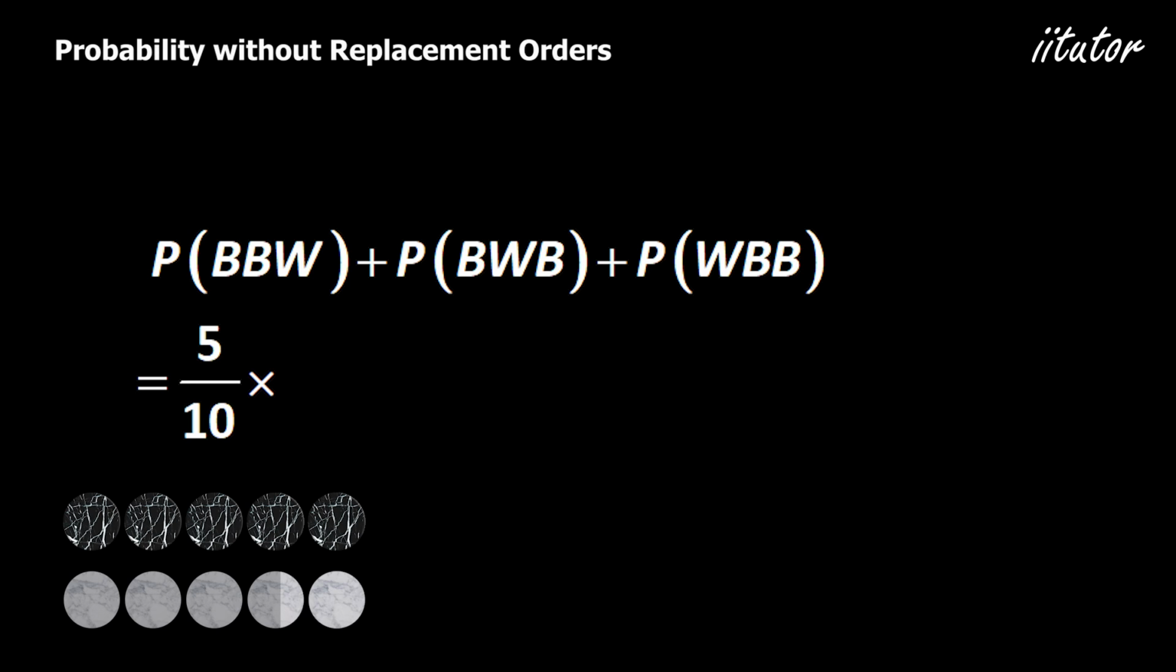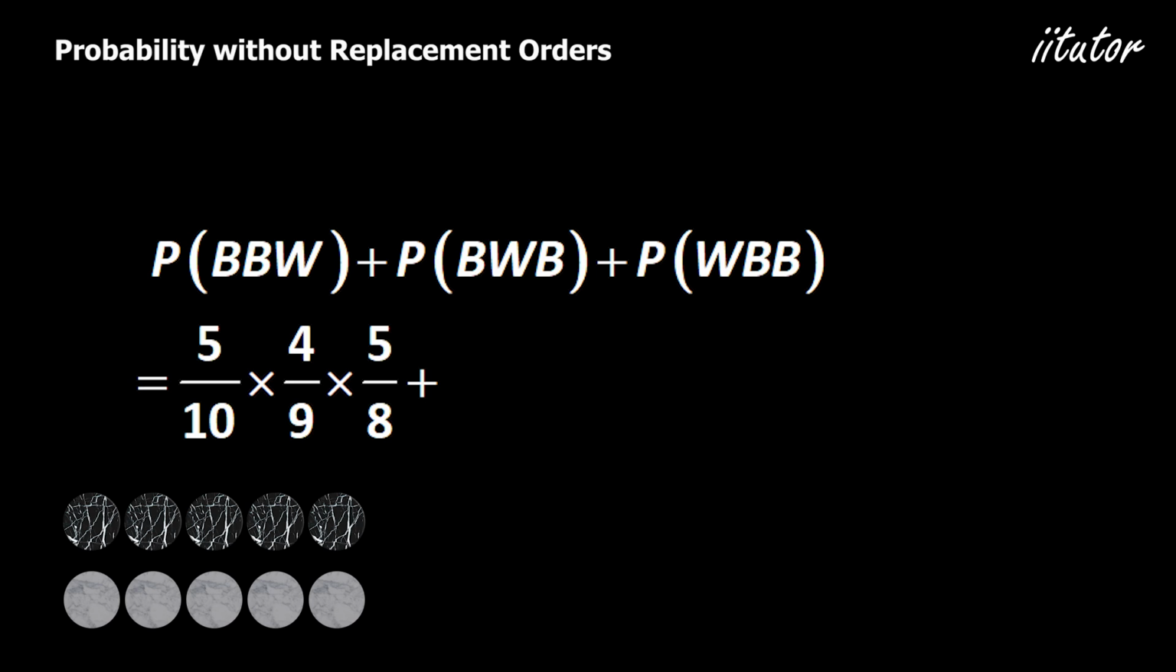For black, black, white, we'll have 5 out of 10, and there's 1 less black marble, so we'll have 4 out of 9 left because there's 9 left to choose from. And then here, white, but because we've already picked 2, there's 8 left to choose from, so 5 out of 8 for the first one here.